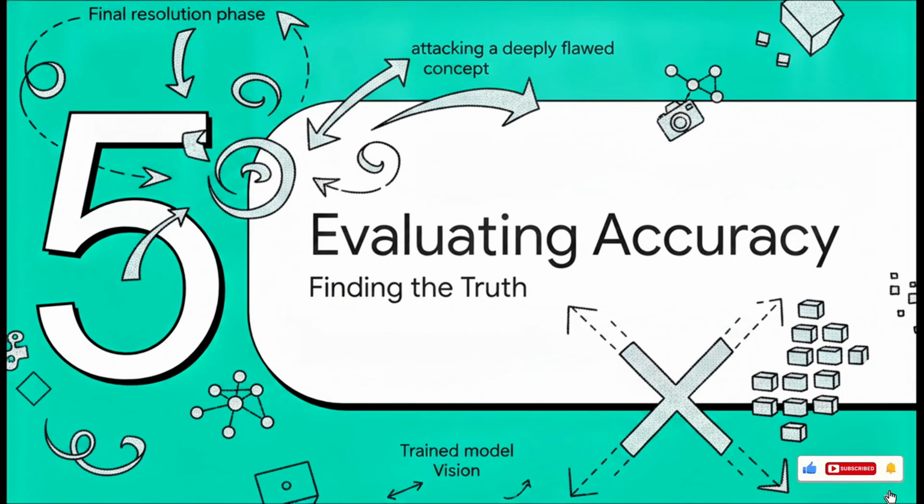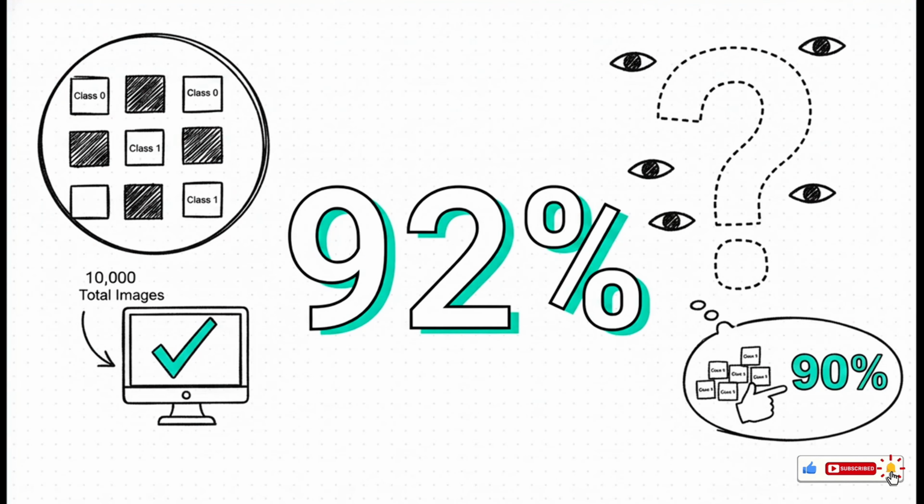Finally, we arrive at Section 5, evaluating beyond aggregate accuracy. It's time to find the truth. All right, you've trained your model flawlessly using all the best practices we just talked about. Now it's time to test it. But we need to attack a deeply flawed concept that misleads developers every single day: aggregate accuracy.